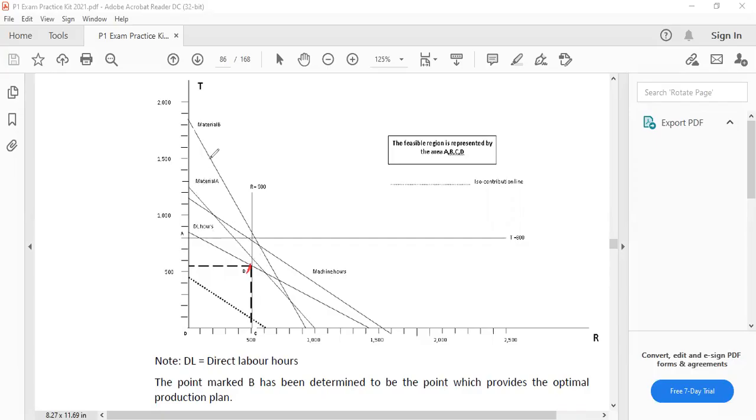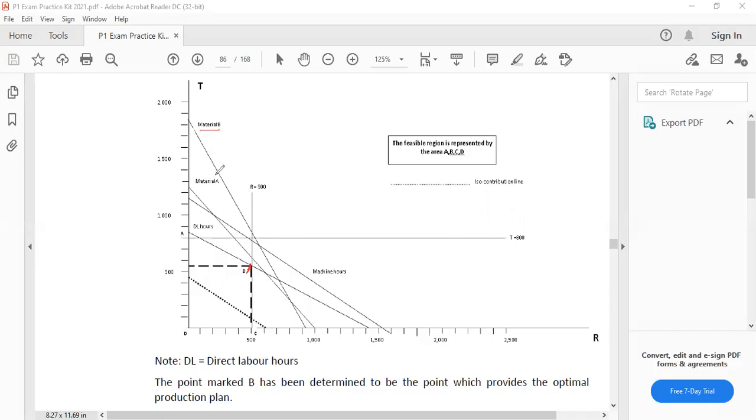Which means that they are not equal at the optimal point. First one, material B is above that, so there is underutilization. There is no shadow price, but rather there is a slack. So this is material B. More availability is there, and utilization is less.